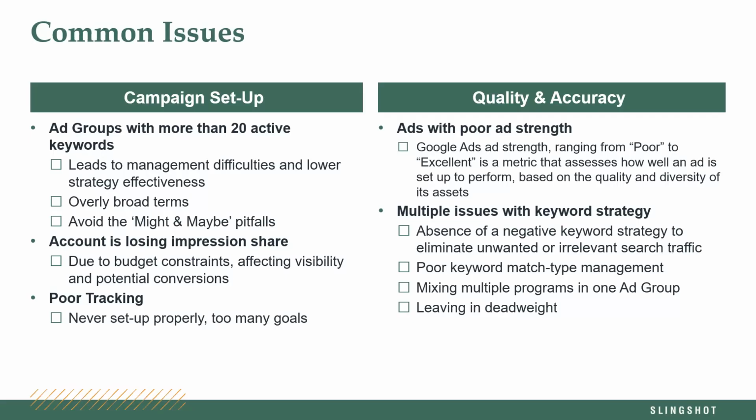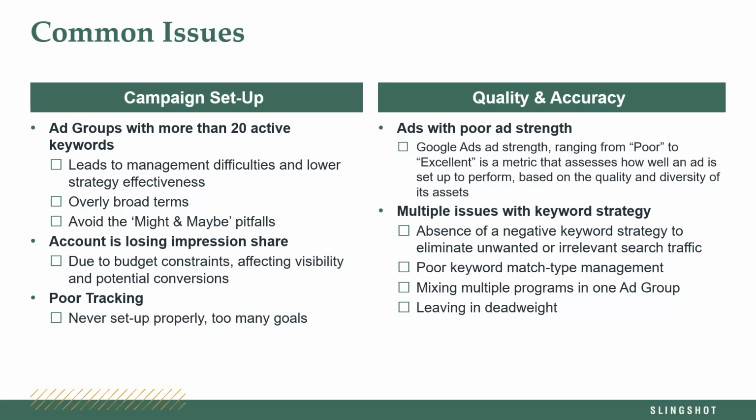Another big one that I see is poor tracking. Either it was never set up properly, or there are way too many goals, which confuses the AI system as it tries to optimize. If you want everything, you can't have everything. You can't do a campaign that is both awareness and conversion focused. They're two very separate goals, and you want to keep those differentiated. You don't want to confuse the campaigns by having them optimize to completely different things.